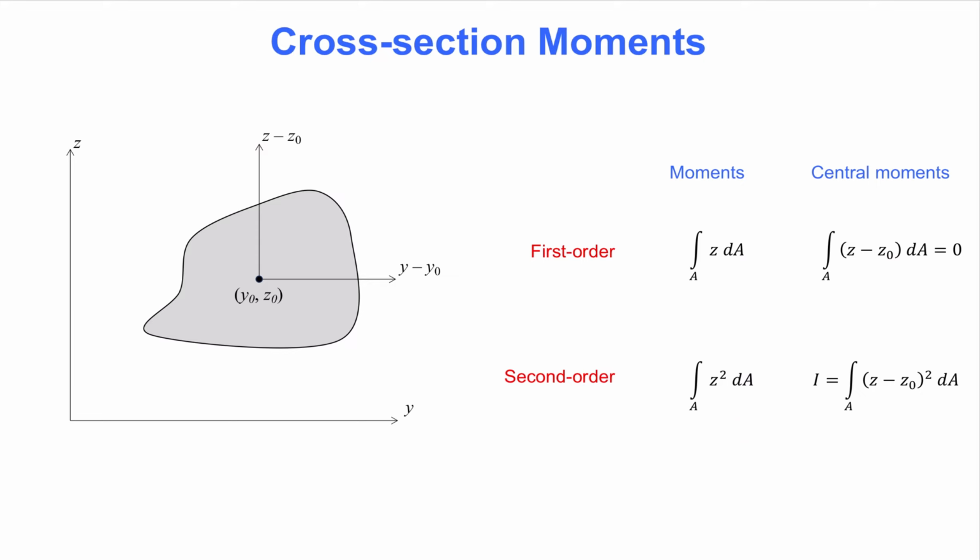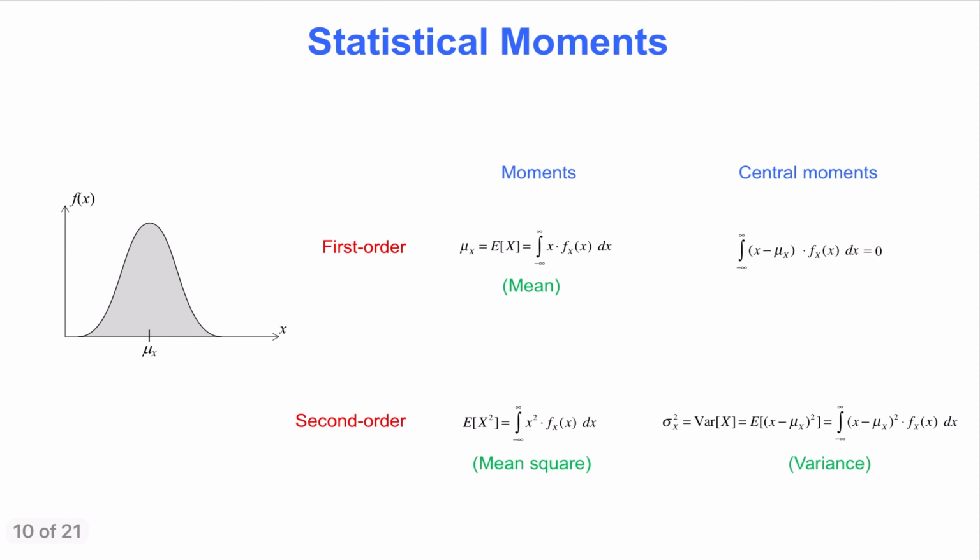The next slide introduces statistical moments. They follow the same pattern as the cross-section moments. That means we have first and second-order statistical moments that are central or not. Importantly, these moments are partial descriptors of the full probability distribution. When we work with random variables, we often work with partial descriptors instead of the full distribution. For example, we may specify the mean and standard deviation of a random variable instead of the full distribution.